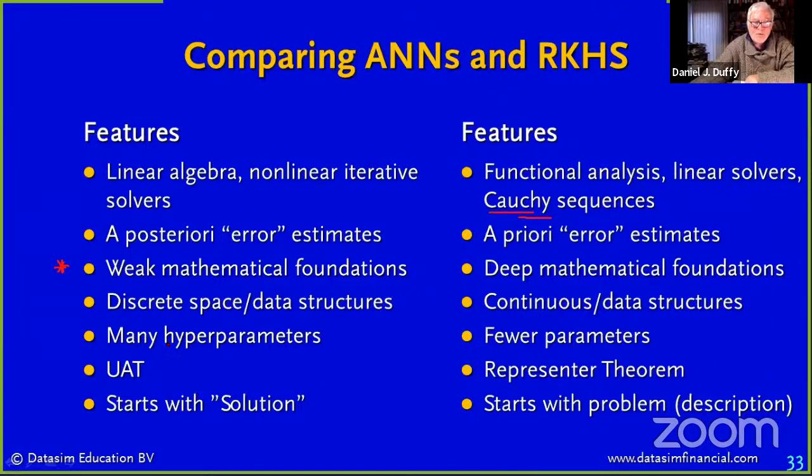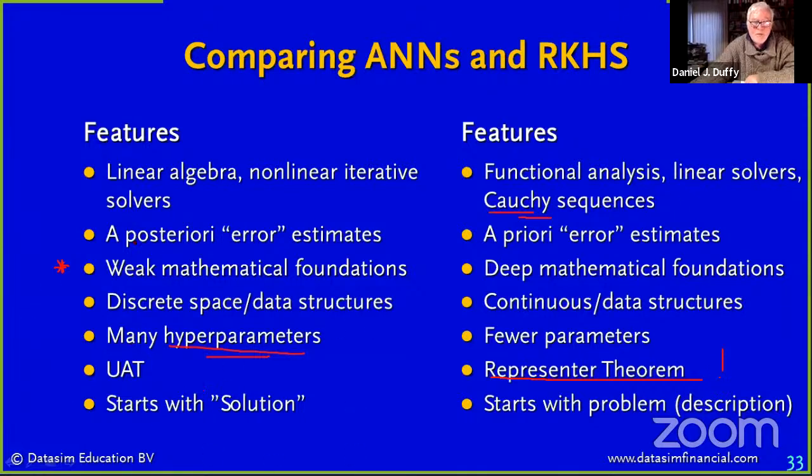Okay, lots of hyperparameters, the learning rate and all this kind of stuff. Kernel methods seem to have fewer parameters, which is good. The universal approximation theorem, I think the corresponding theorem is the representer theorem. Basically, you can solve your problem as a linear combination of kernels. So that's something to talk about maybe.